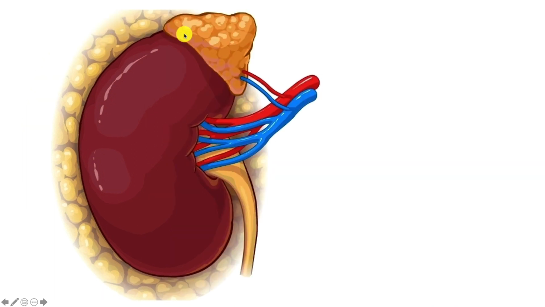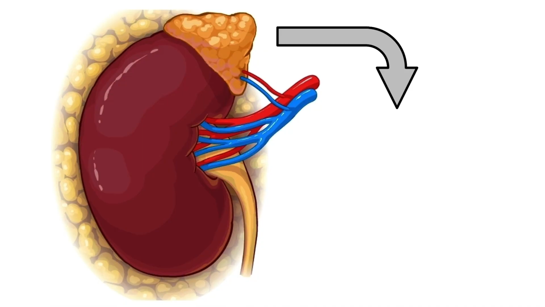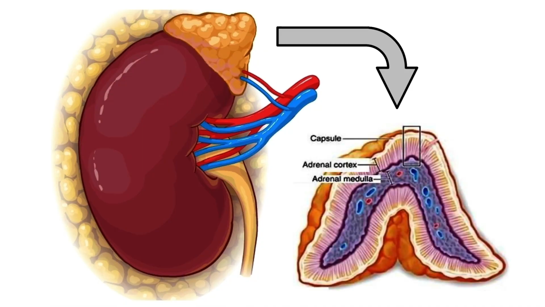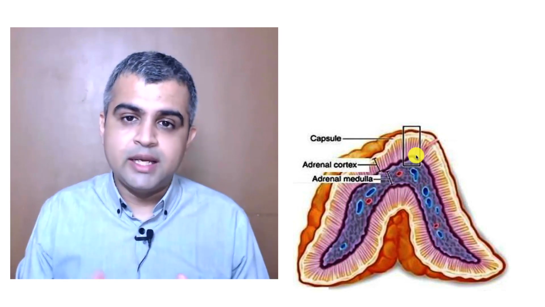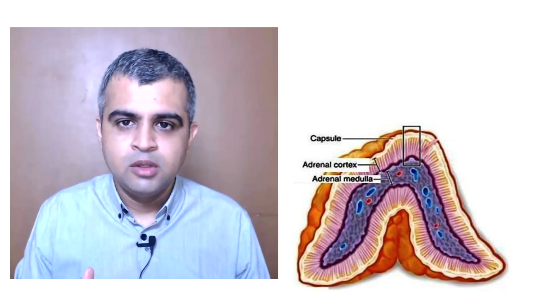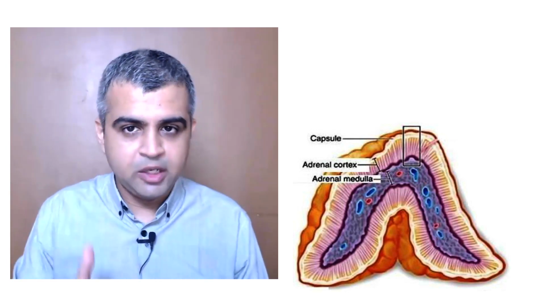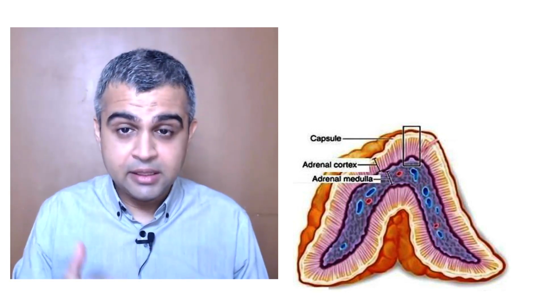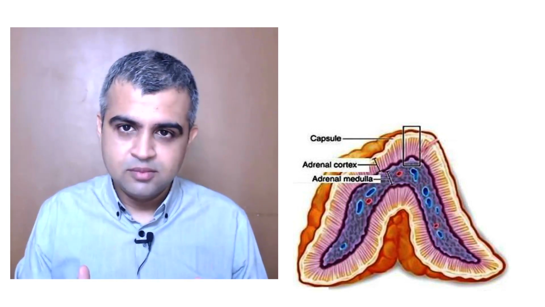Now if you were to cut this adrenal gland, this is how it appears. It clearly has an outer part which you can see here and an inner part which you can see here. The outer part is called the adrenal cortex and the inner part is called the adrenal medulla. So you have the cortex and you have the medulla. Adrenal cortex and adrenal medulla.